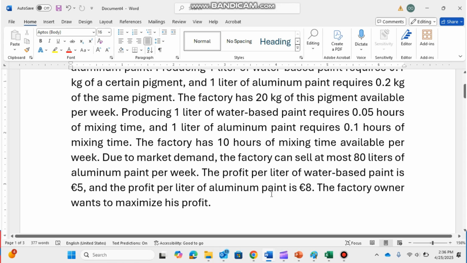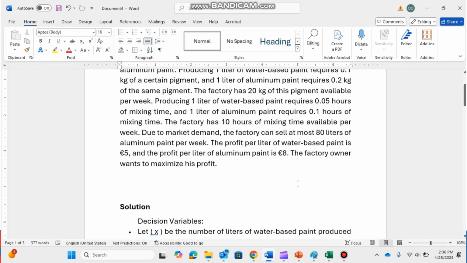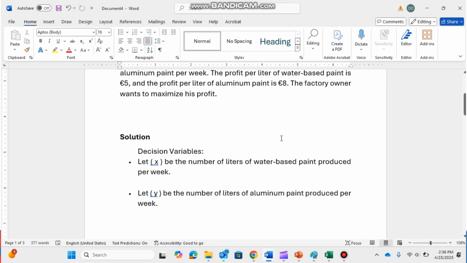Now, what is the problem? The factory owner, Mr. Fernandes, wants to maximize his profit. I have prepared some write-up solution for easy explanation. So now we have a solution being solved. Remember that we have the key components of linear programming. We are solving this problem using linear programming, and we're going to be using Excel's powerful tools to solve this problem.